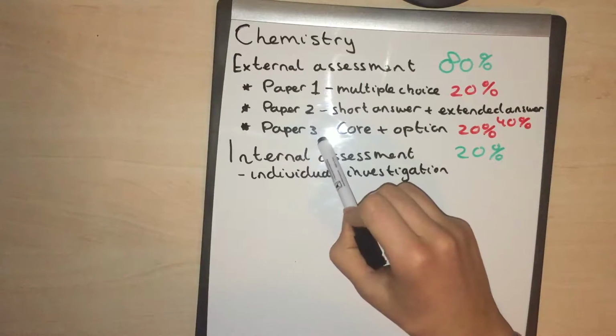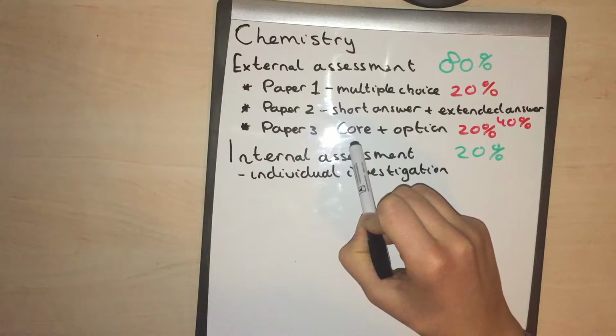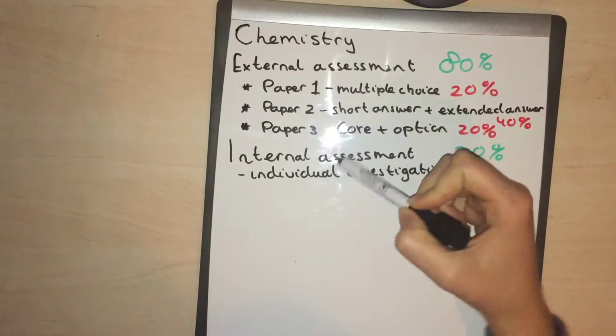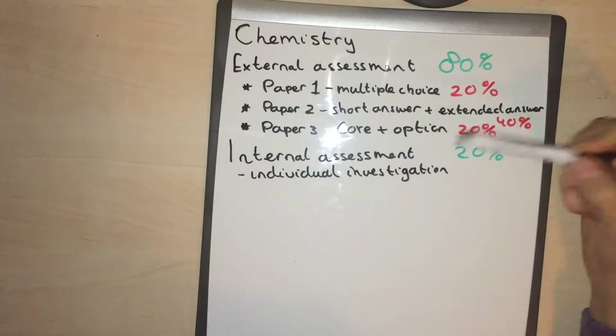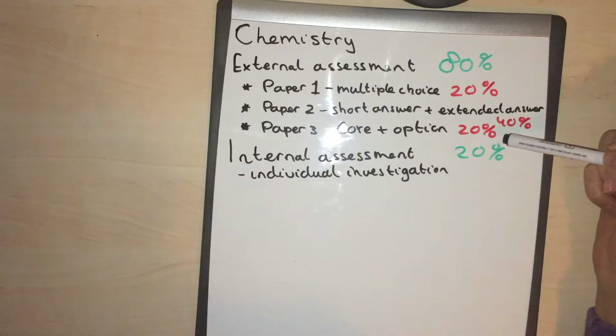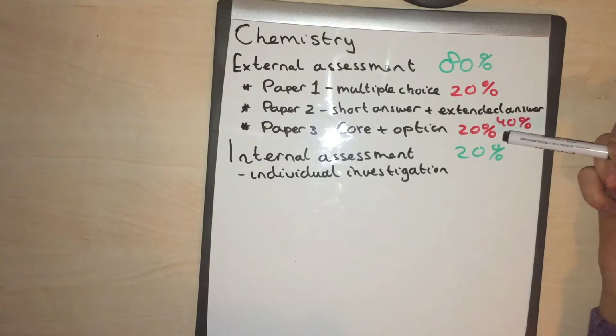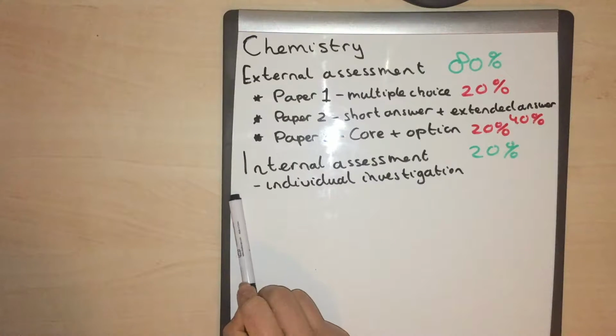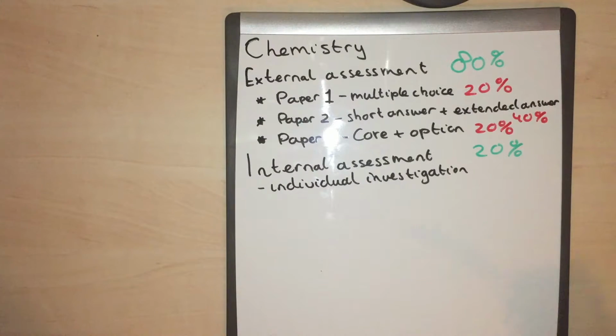And then paper 3 is also about just the core, so about the topics, but also about the option that you choose, which is also 20% of your final grade. And then, last but not least, the internal assessment, which is, as for bio and physics, an individual investigation accounting for 20% of your final grade.